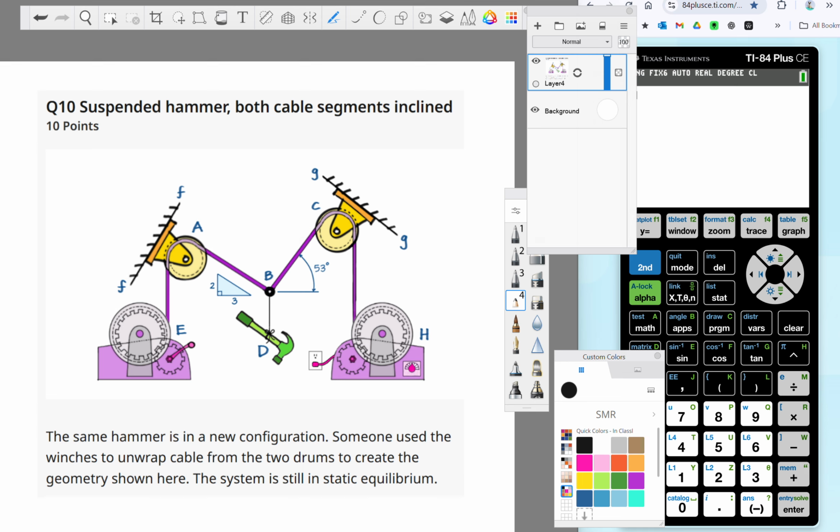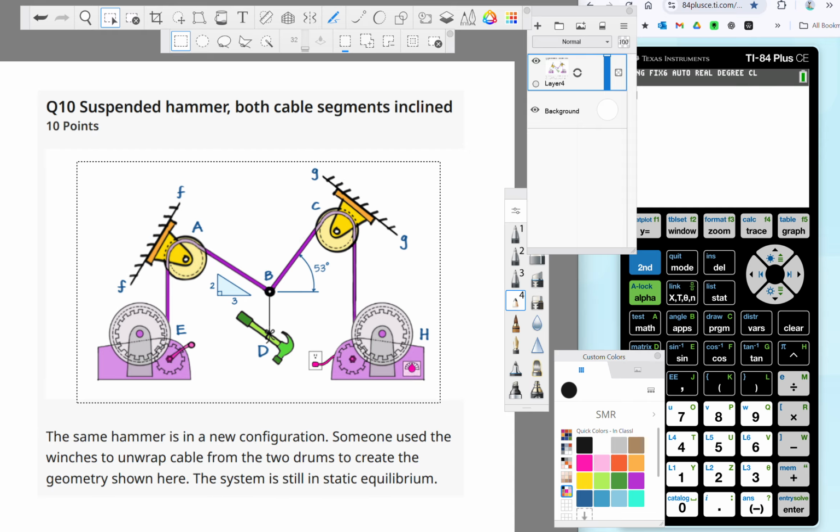Hi everyone, this is a solution for problem number 10. We have the same hammer as in the last problem. It weighs 5 newtons, but this time both cable segments are inclined, so we have a few more mathematical operations to do in this problem. And the other thing is that we've got one ratio, the 2 over 3 to the left, and one angle, the 53 degrees. So we want to solve for the unknown tensions in both segments of our cable system.